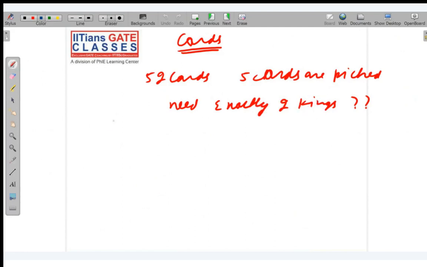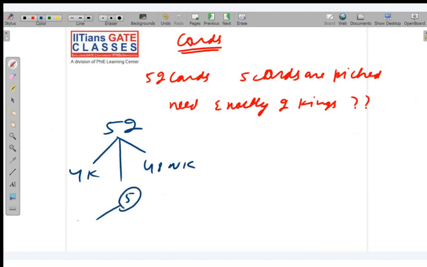So 52 cards are there, 4 are kings and 48 are non-kings. I want to pick 5 cards, and 2 should be kings and the rest 3 should be non-kings. Very simple. So 4C2 multiplied by 48C3.